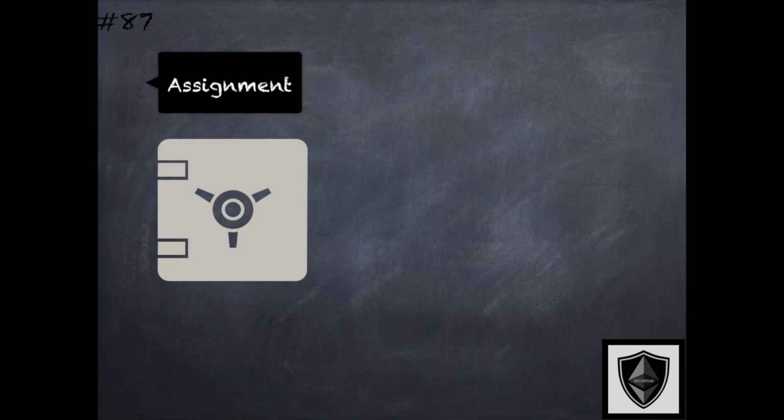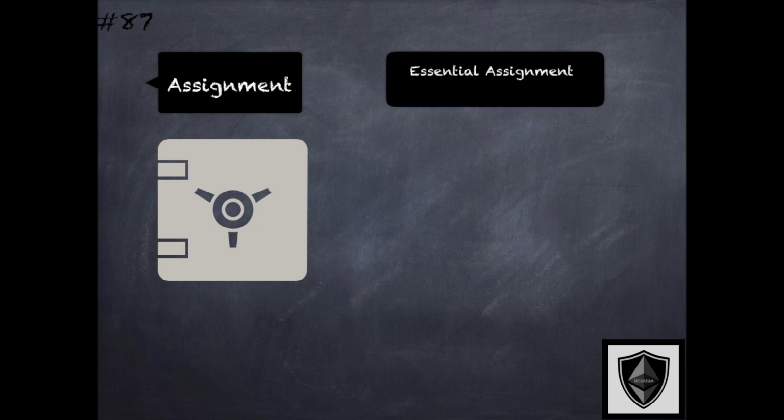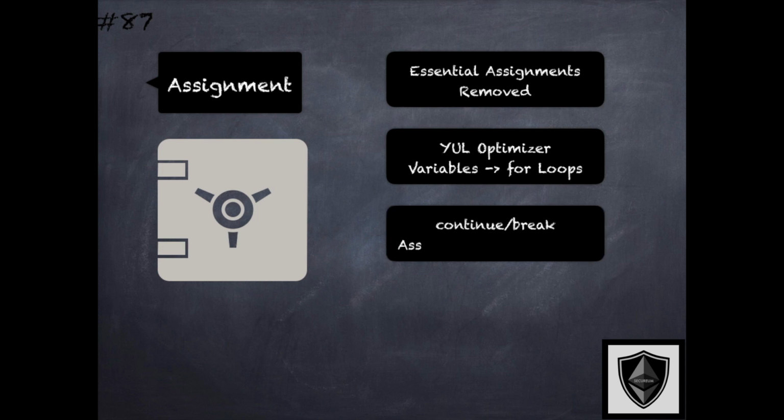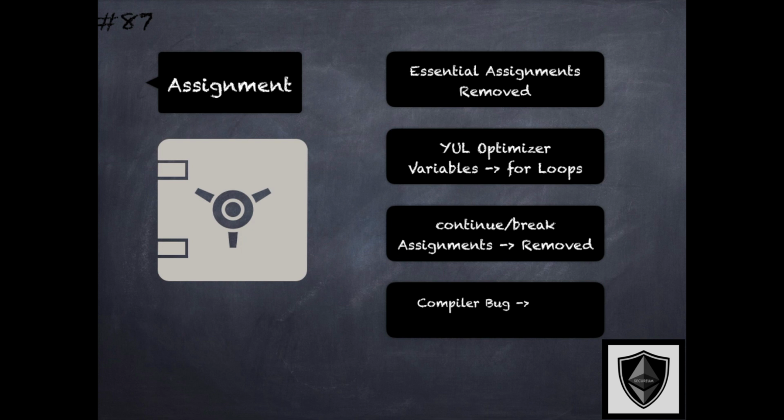There was another compiler bug coming from the Yul optimizer. In this case, the Yul optimizer removed essential assignments for variables that were specifically declared inside for loops. And this would happen while using Yul's continue or break statements. And again, limited to the compiler version shown here.